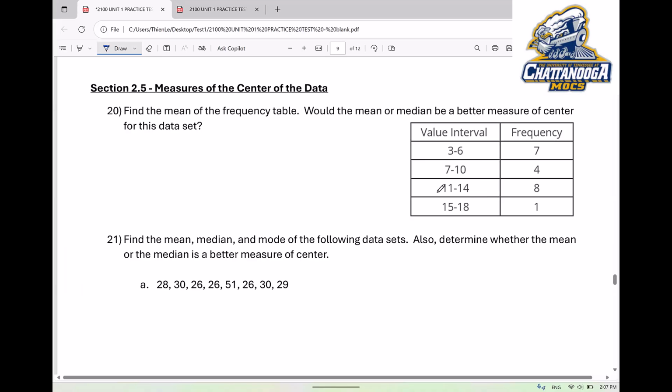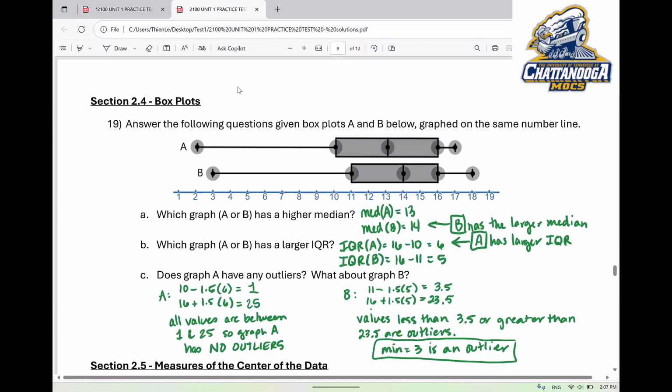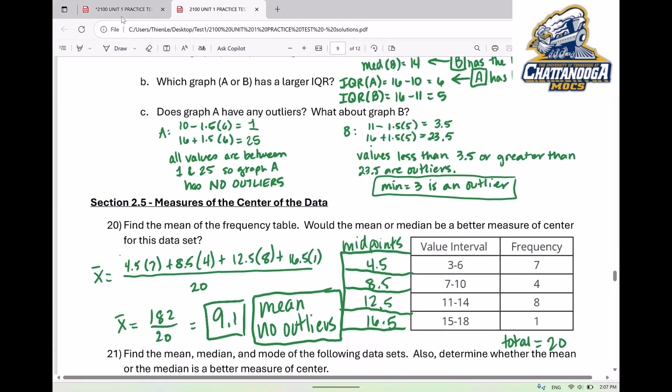So from that, just use 4.5 times 7 plus 8.5 times 4 plus 12.5 times 8 plus 16.5 times 1, and divide by the total, which is 24. So it will give you the mean. Let's see what the calculation is here. Oh, the total is 20, right? Not 24. I'm sorry, the total is 20. So that gives you the mean here, right?